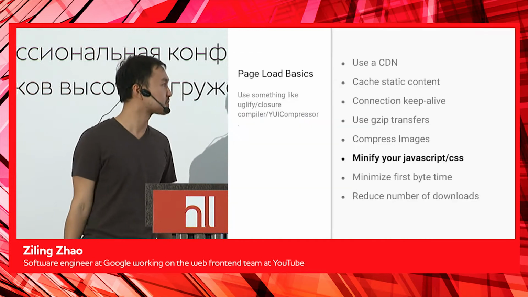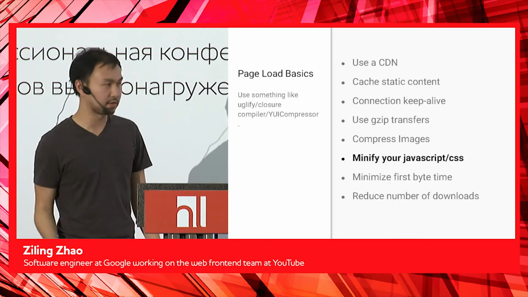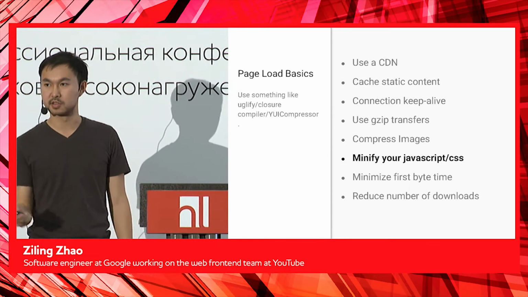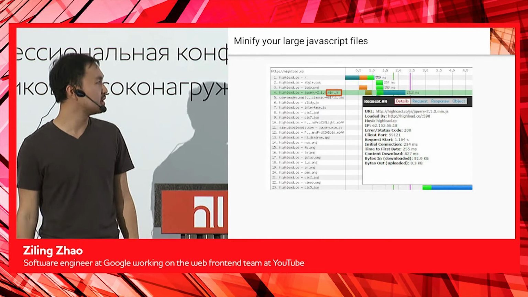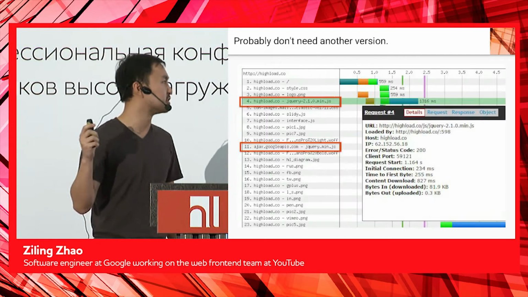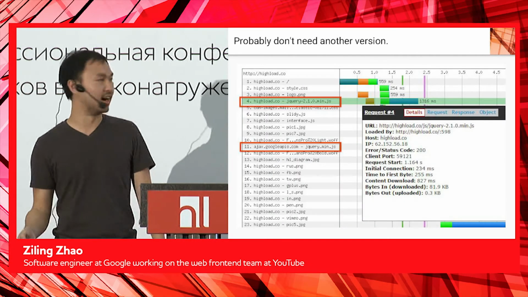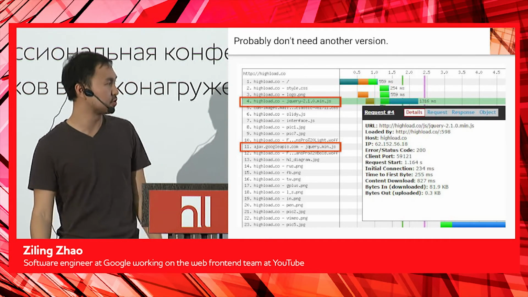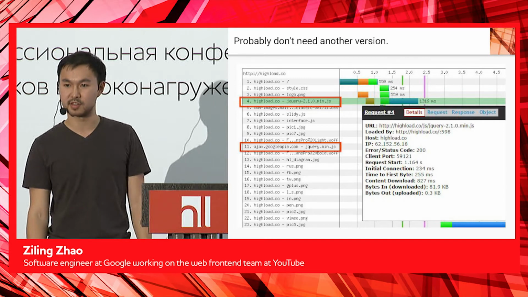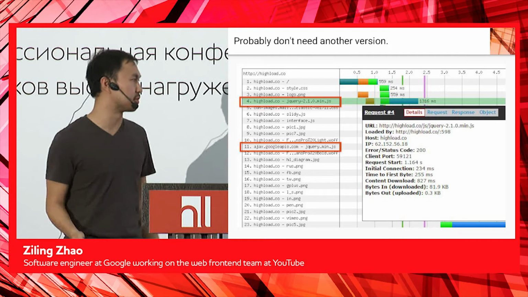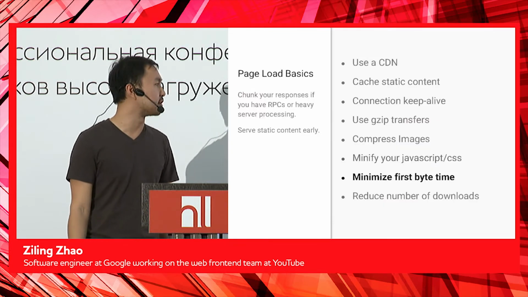That's huge. Next, minify your JavaScript and CSS. Use things like Uglify, Closure Compiler, YUI Compressor. Do that. This is great. And you can see here, jQuery is being minimized. Unfortunately, jQuery is being loaded twice. That's not great. And the second one is probably because of Google Analytics. But do check your libraries if you're including a lot of stuff and they're trying to inject their own dependencies. You might be loading multiple versions of the same library.